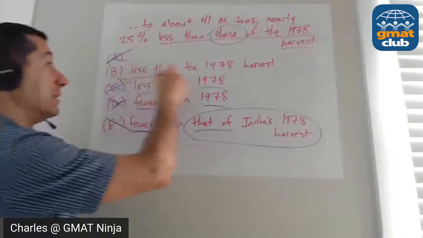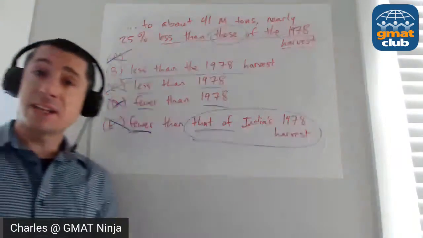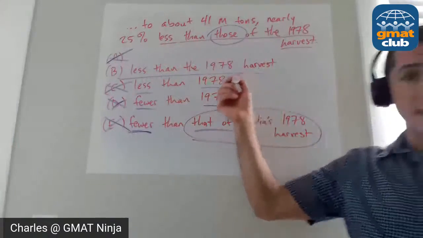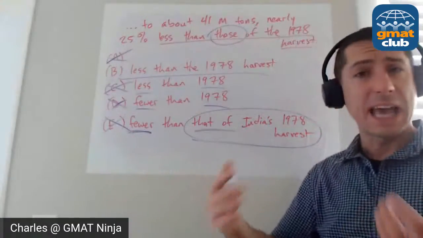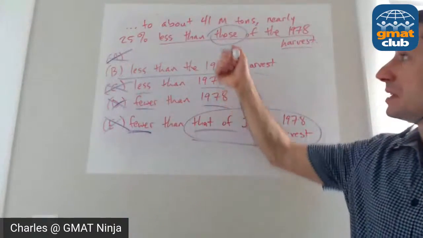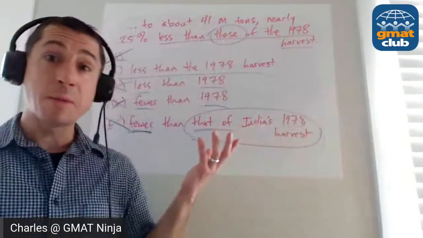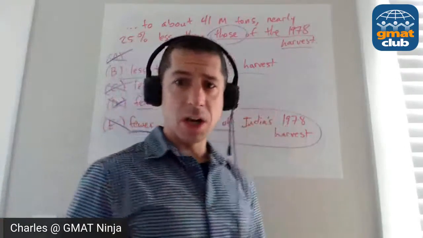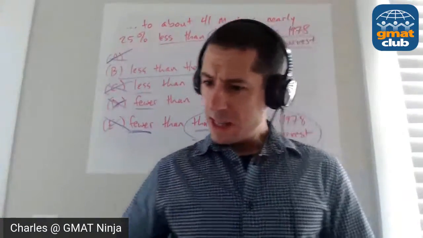I hope you like B. Less than the harvest. Sure. We don't have any issues there at all in terms of the countable, non-countable. Less isn't modifying something that's countable. We're not saying less tons of rice than the 1978 harvest. That's not what we're saying. It's just less than the harvest. So 41 million tons, 25% less than the harvest. No problem. Makes total sense logically. No error there on the countable, non-countable. There you go. Okay. We've got, I think, two more.